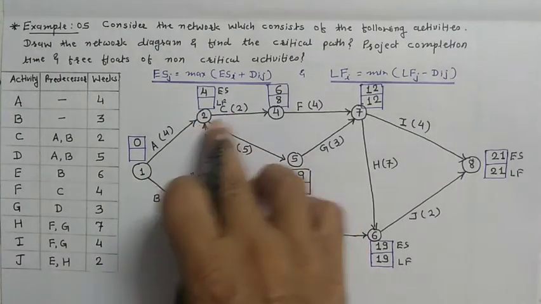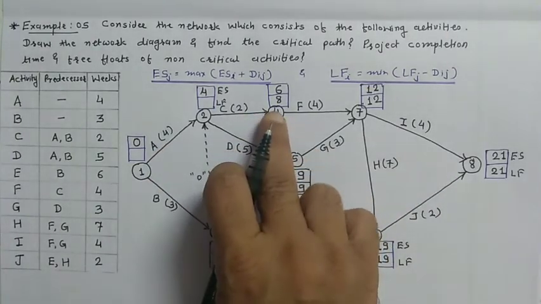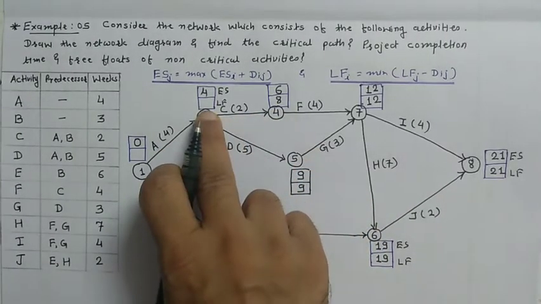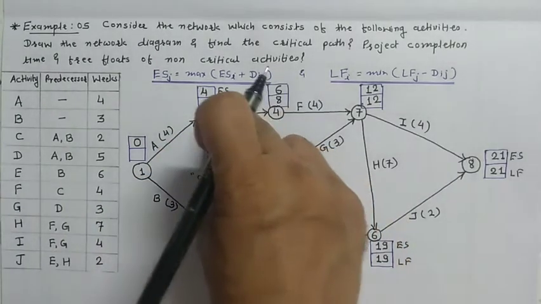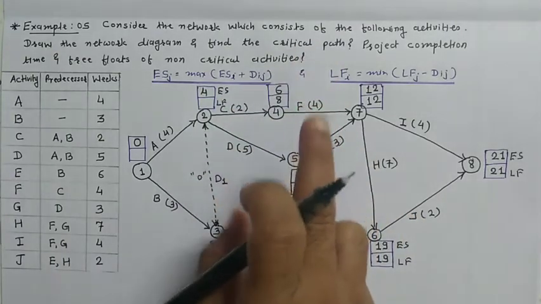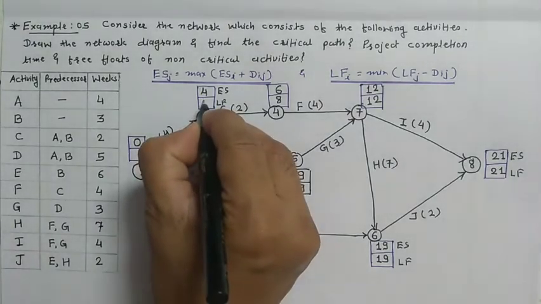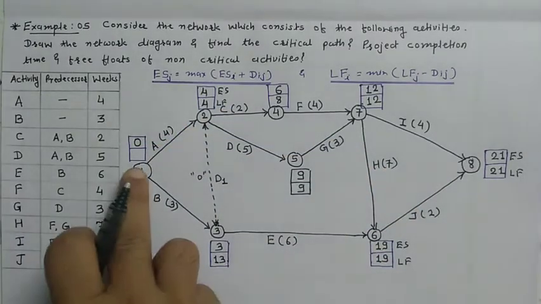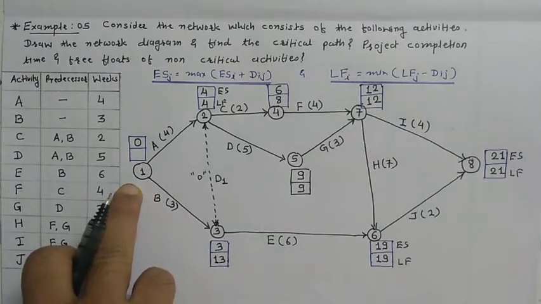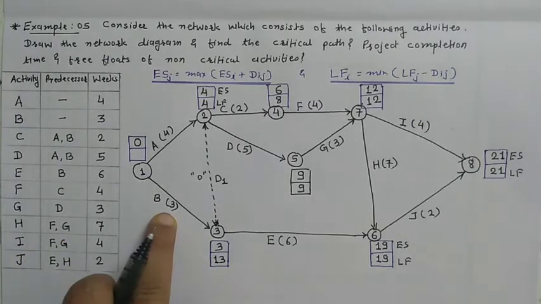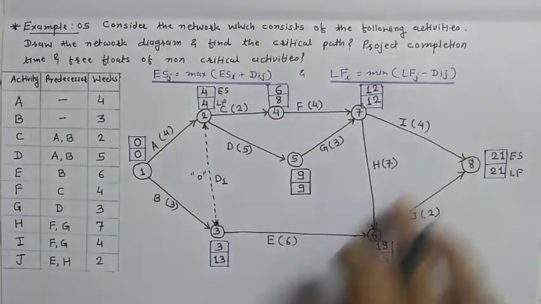Event number 2: 8 minus 2, 6. Another activity is going out over here, so two possibilities are there. Take the minimum: 8 minus 2, 6, and 9 minus 5, 4. So take the minimum, 4. Now for the last node, or rather the initial node, 13 minus 3, 10, and 4 minus 4, 0. So take the minimum, 0. So this is our calculation.